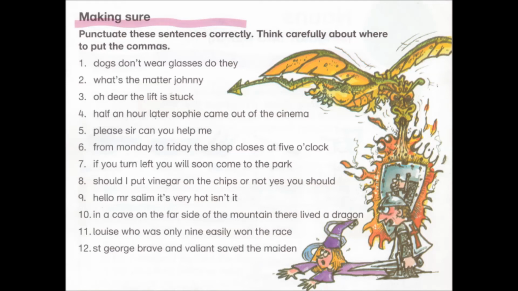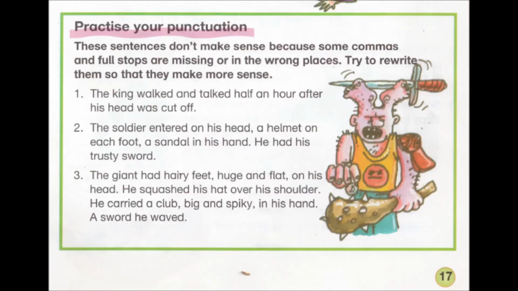Okay, let's move on to making sure. Punctuate these sentences correctly. Think carefully about where to put the commas. And this is much more like last week. So the first sentence, dogs don't wear glasses, do they? Okay, now missing from this is also capital letters, full stops, and any other punctuation marks. You can see that there's an apostrophe in don't. So you don't have to worry about apostrophes, just copy the apostrophes that are there. But how does the sentence end? How does the sentence begin?